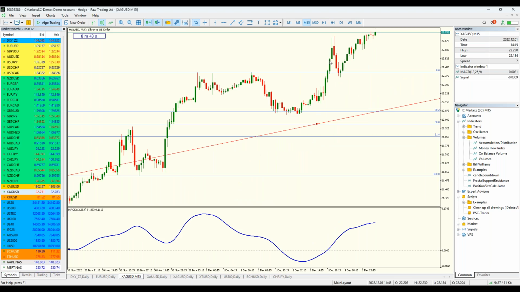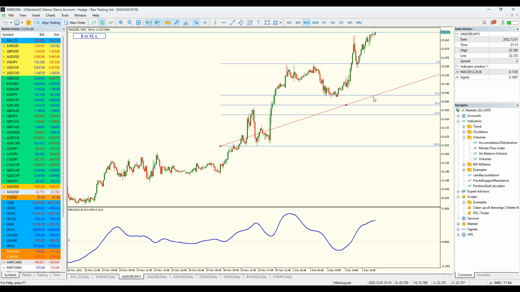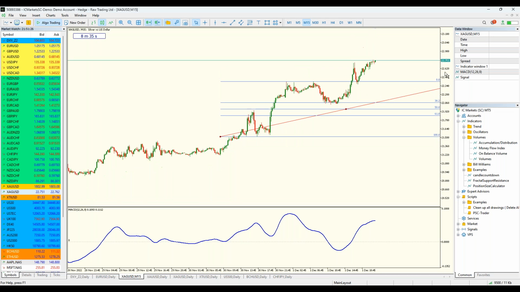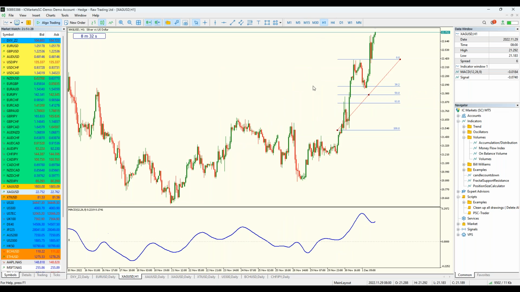If we go down to the 15 minutes, you can see that reaction. Market comes back to that. So in many situations, we would wait for the market to come back to that.